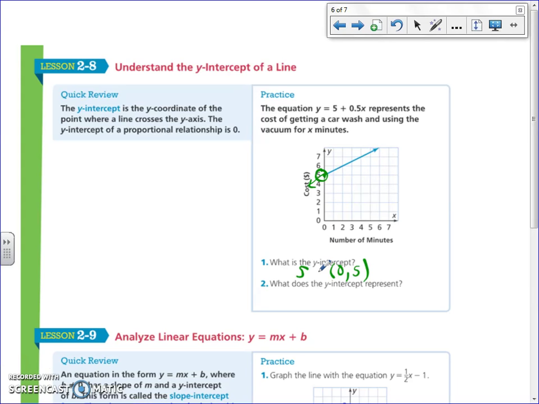And then in this case, it wants to know what the y-intercept represents. Well, it tells us that we're getting a car wash and then using the vacuum for however many minutes. So if we don't use the vacuum, meaning we used 0 minutes of the vacuum, why are we still being charged $5? Well, this $5 is actually coming from the price of getting the car wash. We may not be using the vacuum, but we're still using the car wash. So that is what the 5 represents in this equation. So $5 for the car wash.